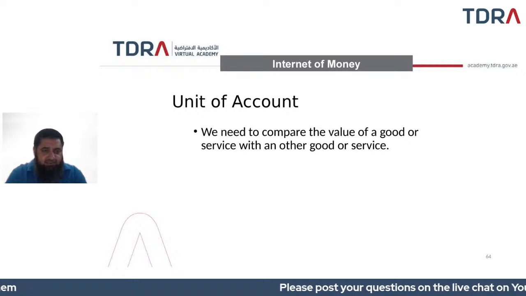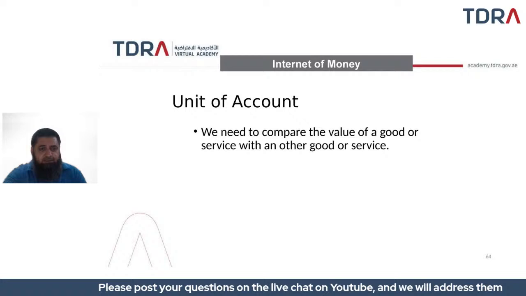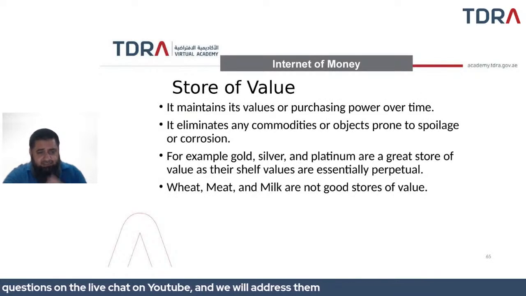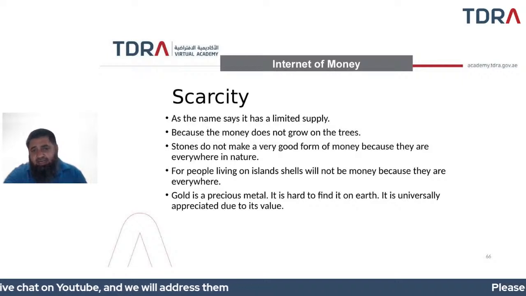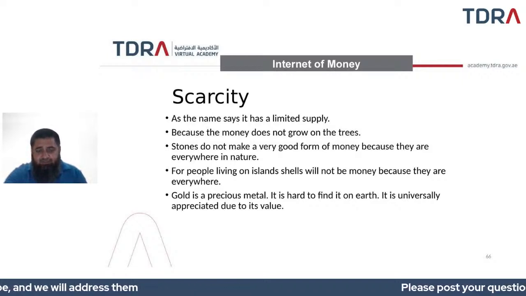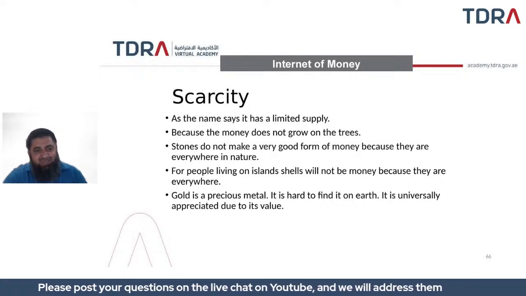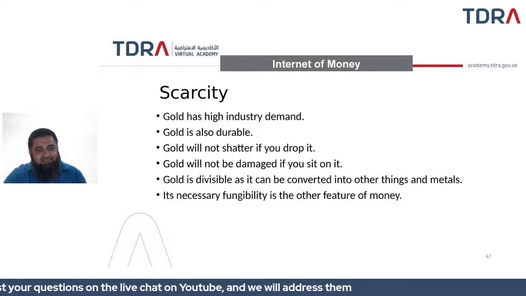So that is all here, and it also has value. And another feature of the internet of money is scarcity. As the name says, it is a limited supply, because money does not grow on trees. So we have to make it, and this feature makes it limited.